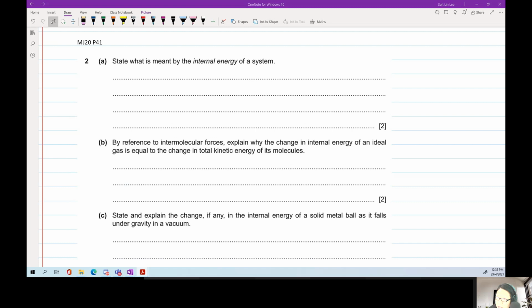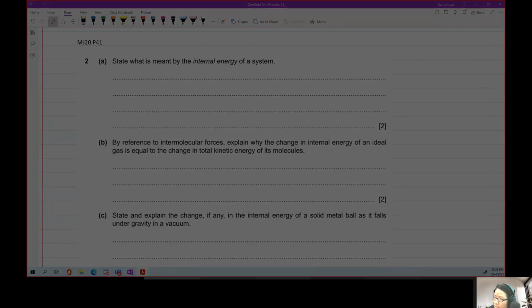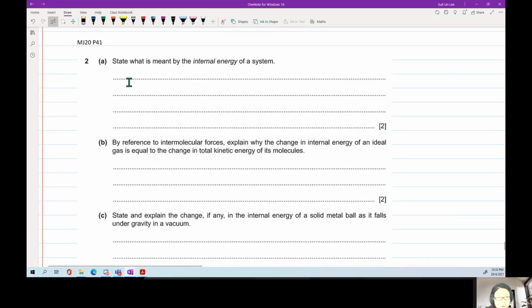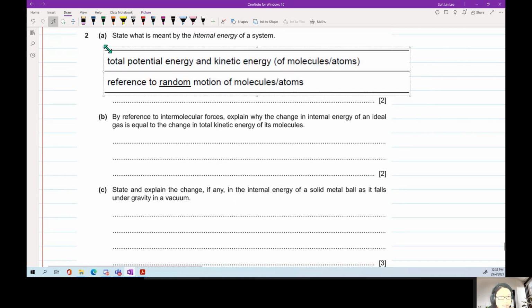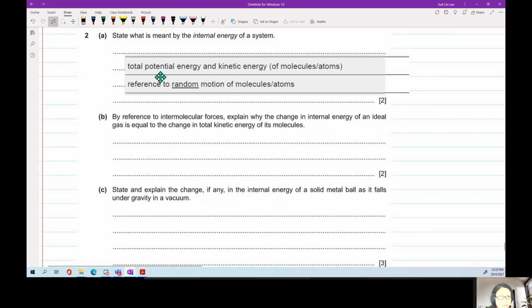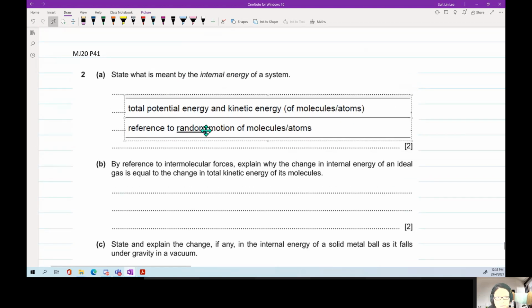Okay, to save us some time. Total potential energy and kinetic energy of the molecules and atoms, referring to the random motion. Must be here. So I will just say something along the lines of the sum of the random distribution of kinetic and potential energy of your atoms and molecules. In fact, you can even just put a period and then say atoms and molecules are moving in random motion.